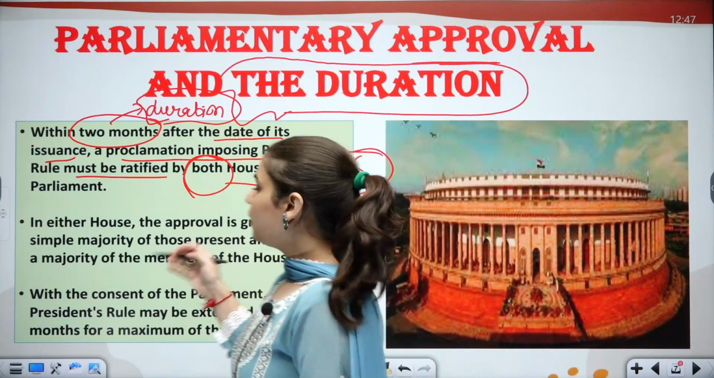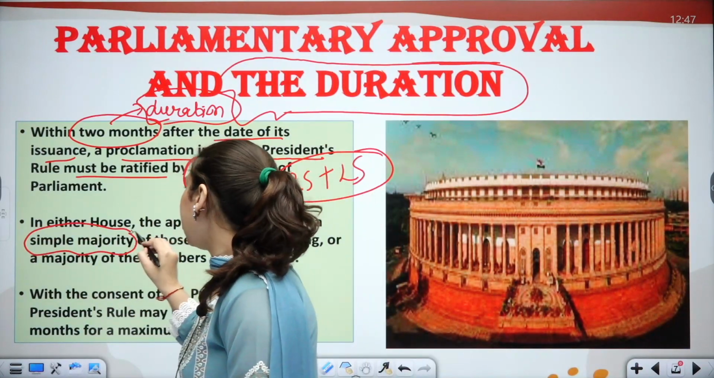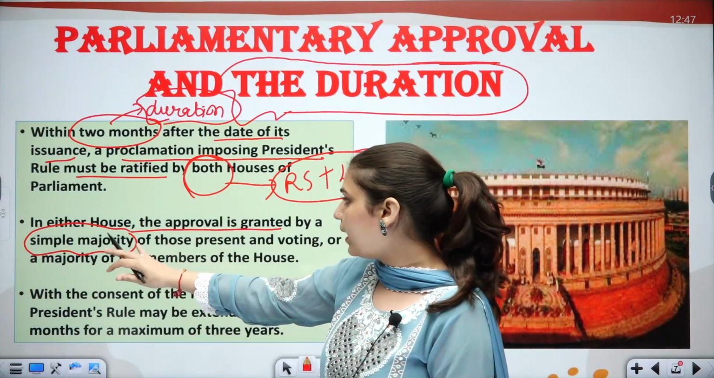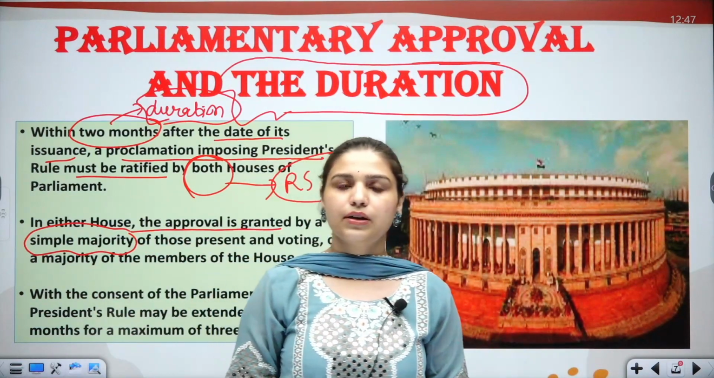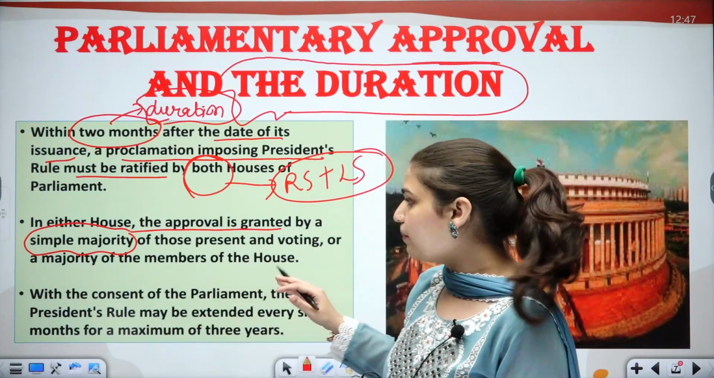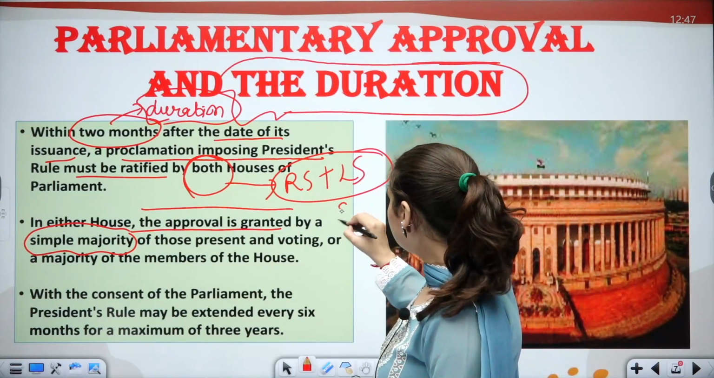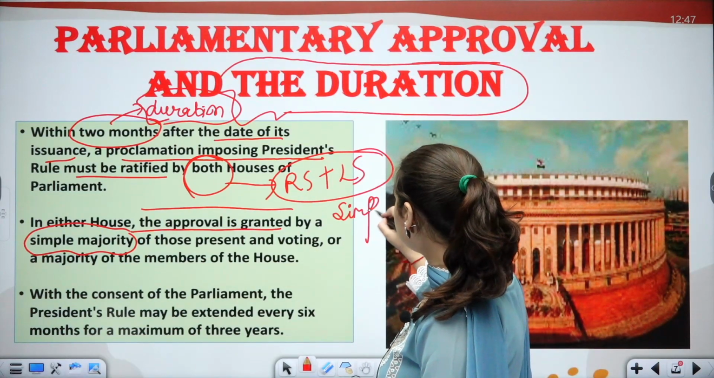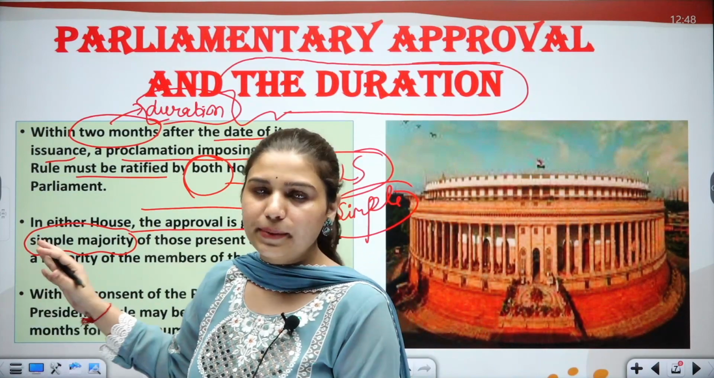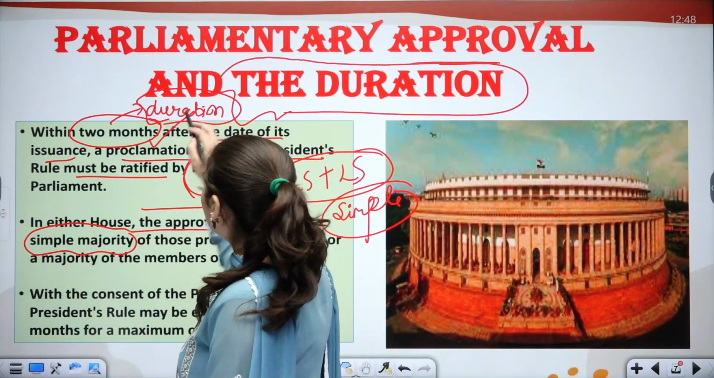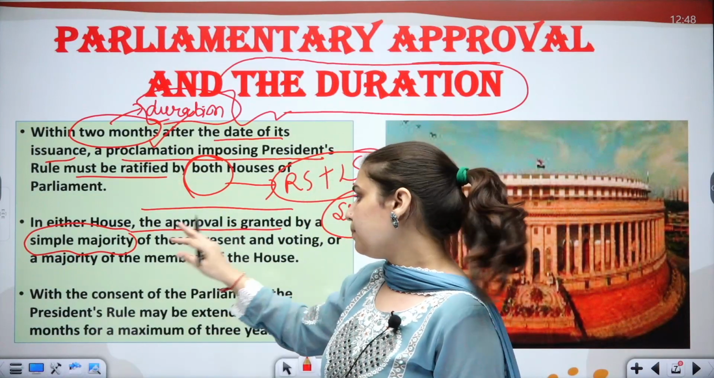And if we talk about majority, a simple majority is required. So in either house, the approval is granted by a simple majority. These are the basic facts which can be asked in your prelims examination. The kind of majority for approving a president rule is a simple majority, as we have seen, and the duration within which this proclamation should be approved is within 2 months after the date of issuance.